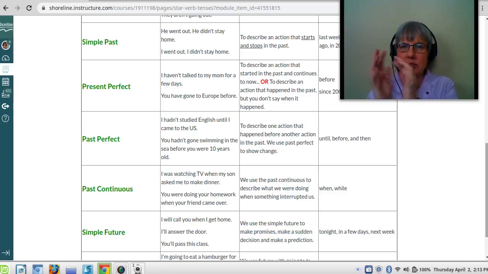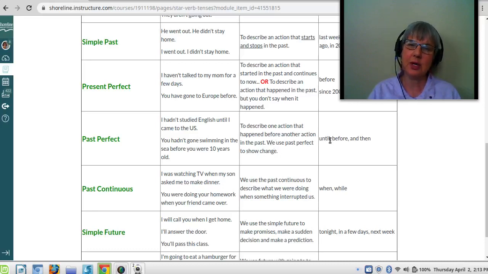So it usually shows a change that occurred in the past. So let's look here. I hadn't studied English until I came to the US. You hadn't gone swimming in the sea before you were 10 years old. So past perfect is to describe one action that happened before another action in the past. We use past perfect to show change. So some of the key words are until, before, and then. Just remember, two actions that happened in the past that show a change.